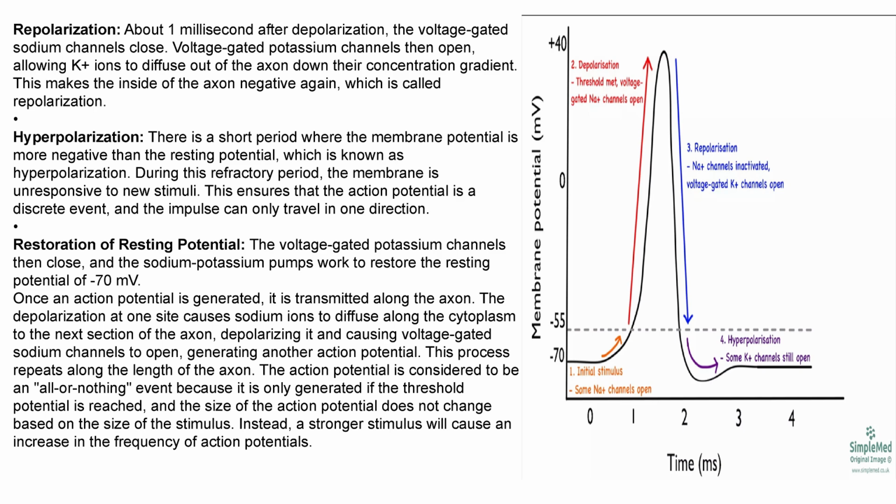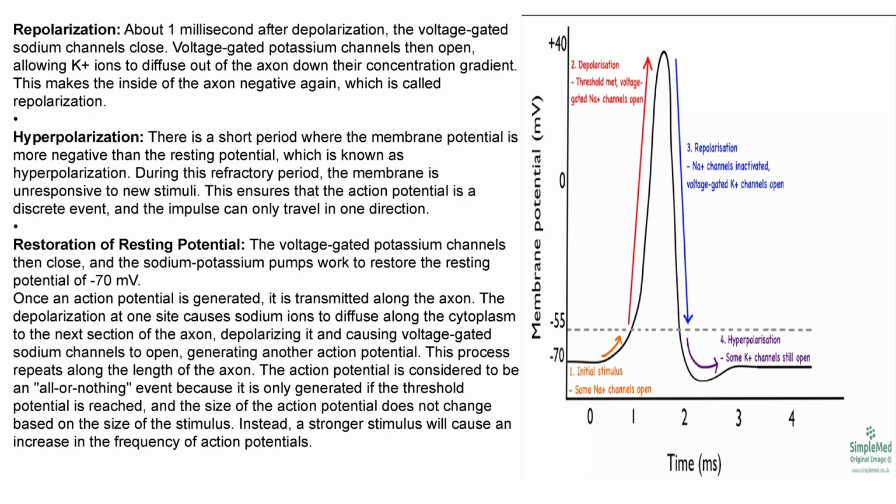The action potential is considered to be an all or nothing event because it is only generated if the threshold potential is reached, and the size of the action potential does not change based on the size of the stimulus. Instead, a stronger stimulus will cause an increase in the frequency of action potential.